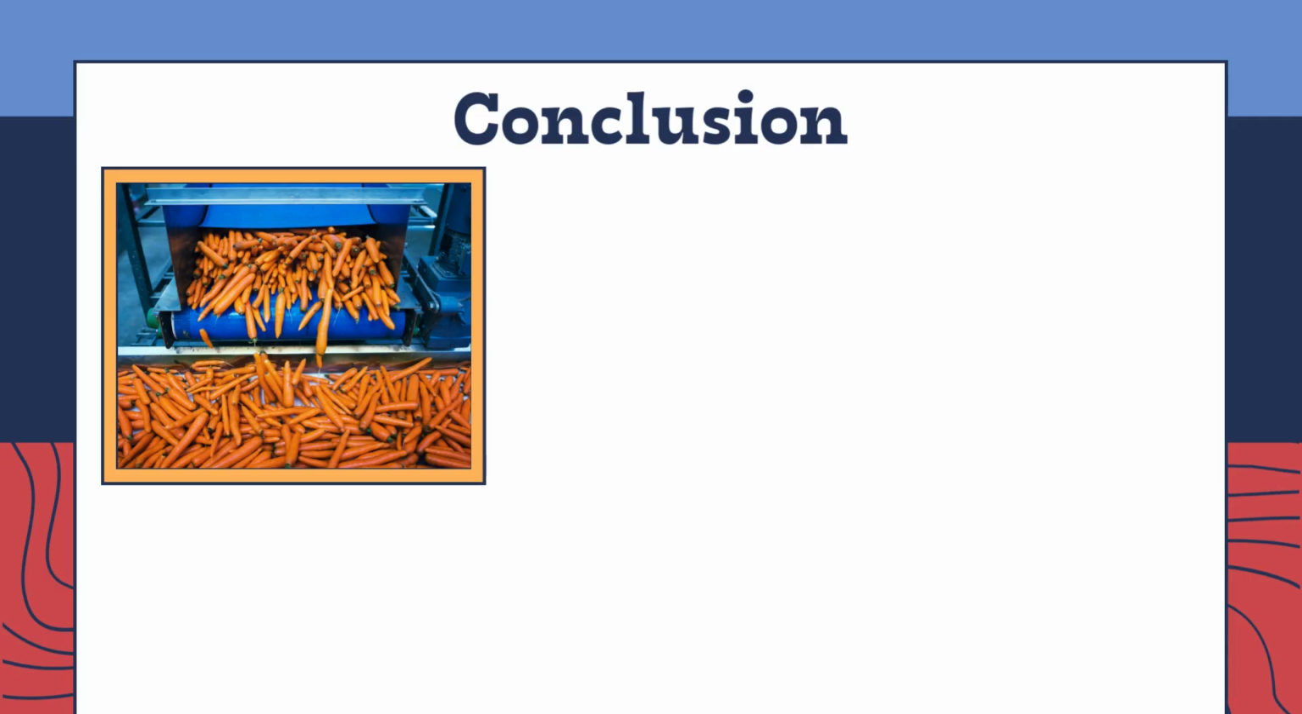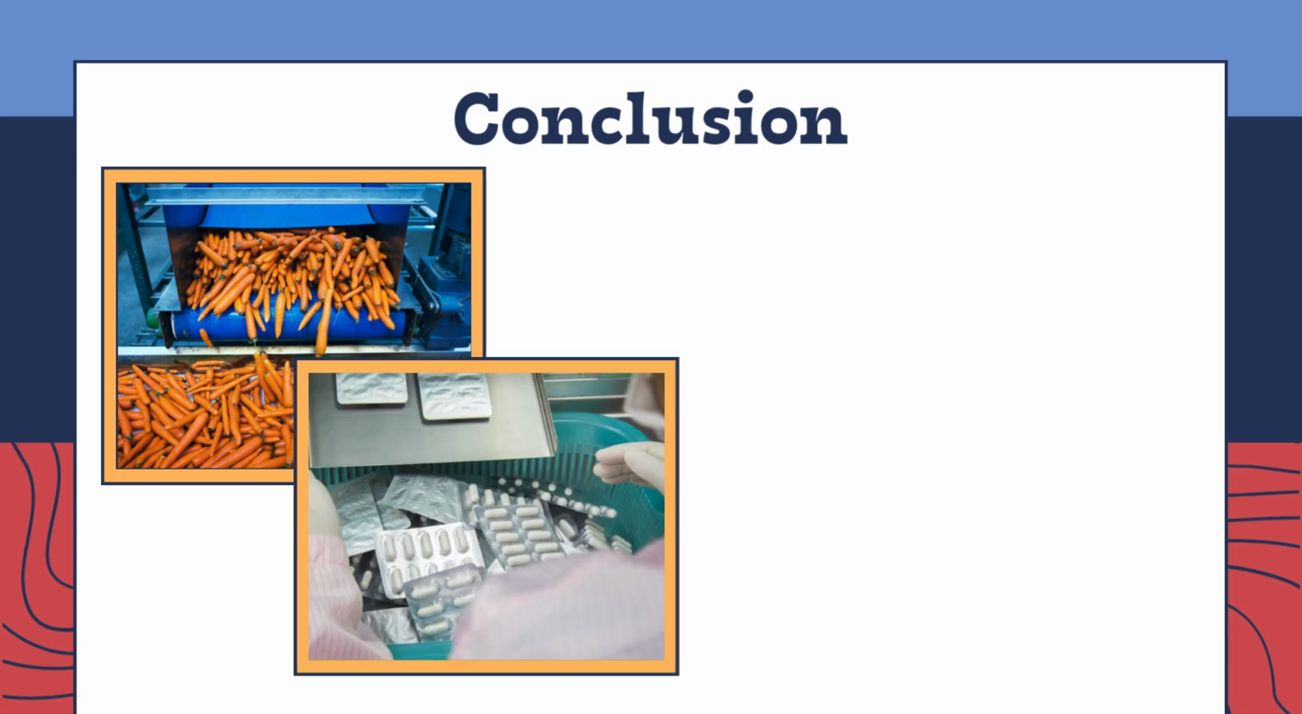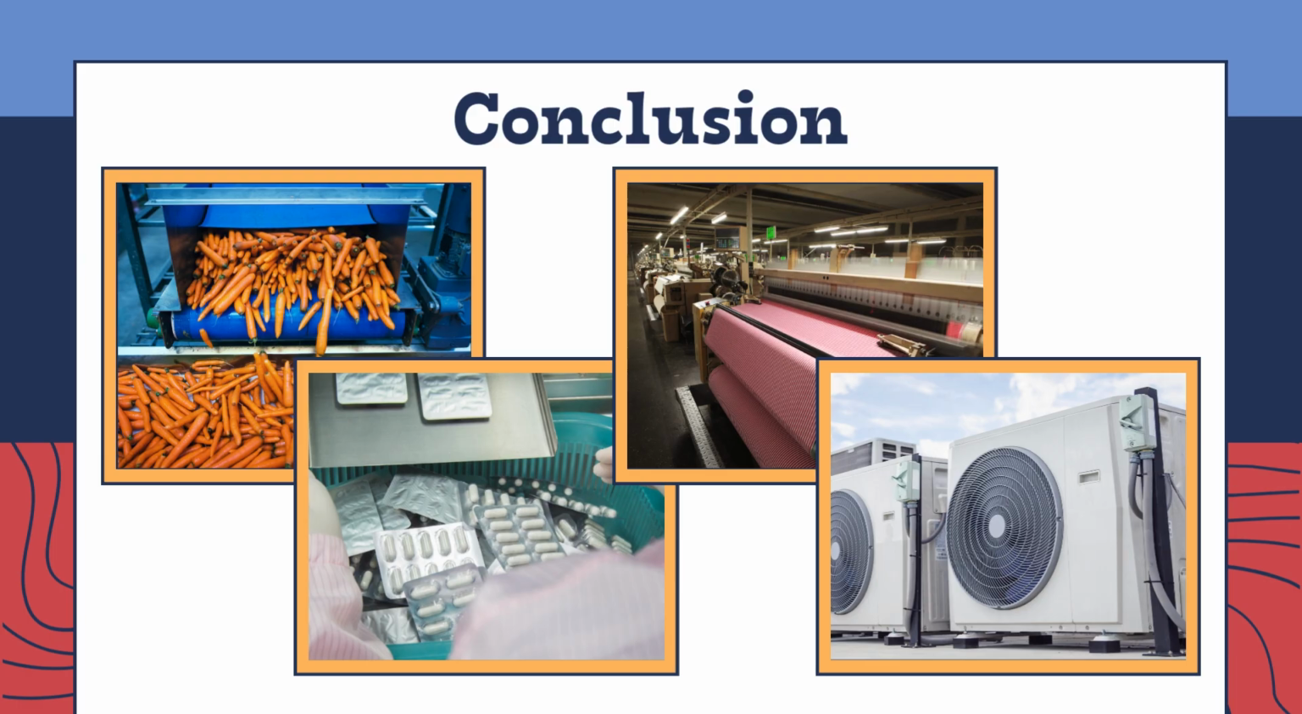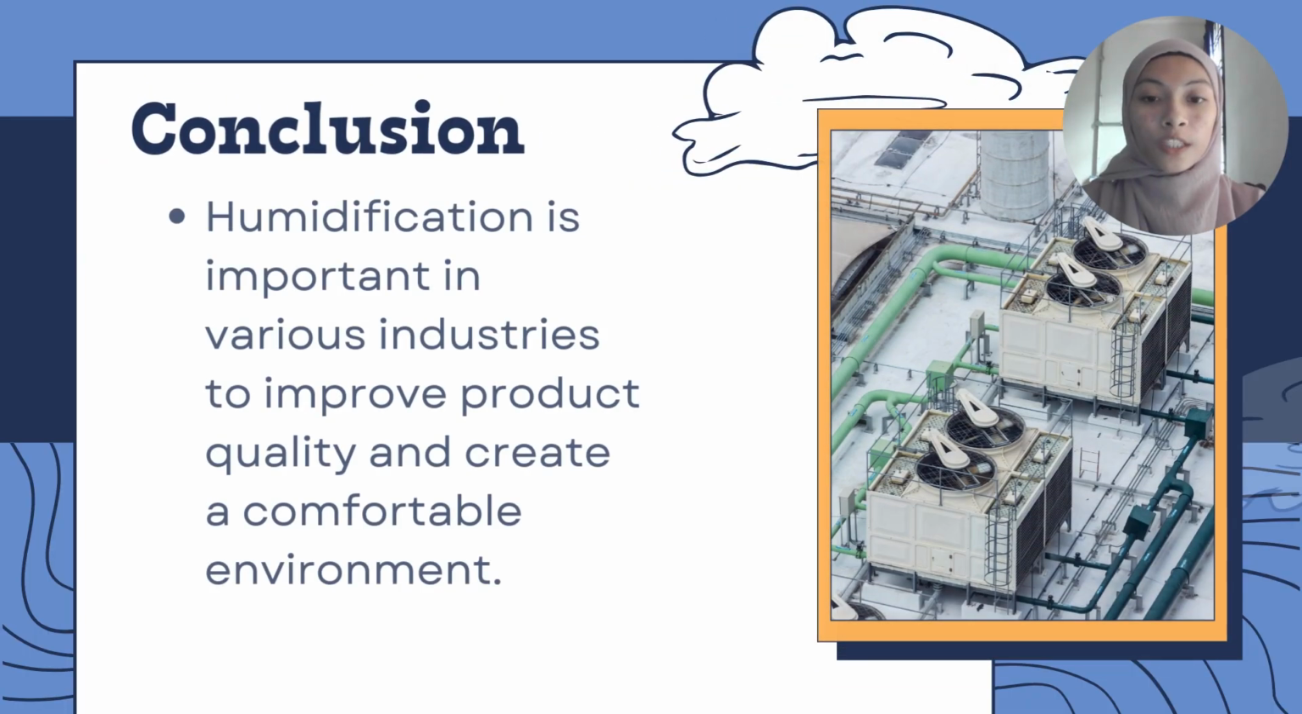In conclusion, humidification plays a vital role in food processing for freshness, ensures precise conditions in pharmaceuticals, enhances textile quality, and optimizes comfort and efficiency in HVAC systems. Humidification is important in various industries to improve product quality and create a comfortable environment.